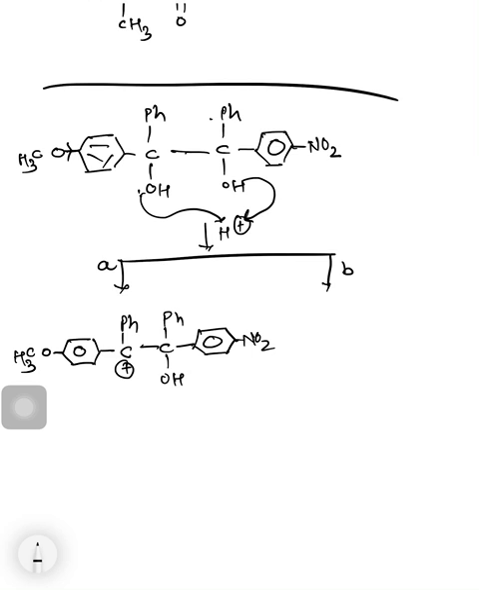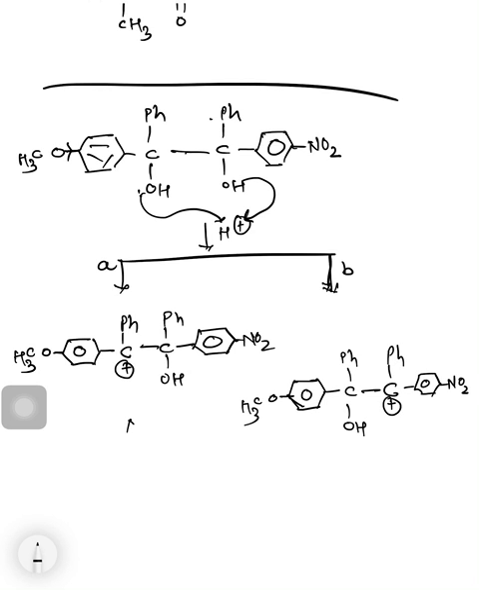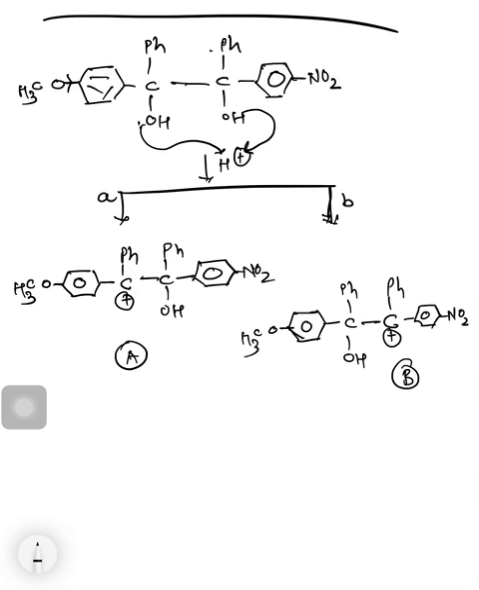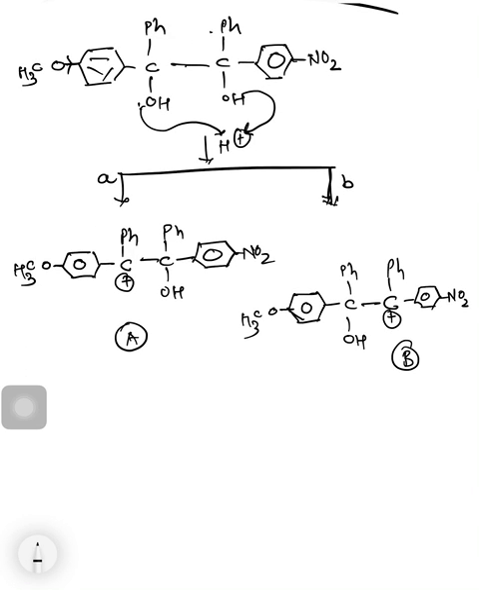Now in path B, after the removal of hydronium ion, the positive charge lies with the carbon which has the phenyl ring with the electron withdrawing group. The remaining structure will remain the same. Now, which carbocation is more stable, the carbocation formed by route A or route B? So here I am labeling this carbocation as A and this one as B.